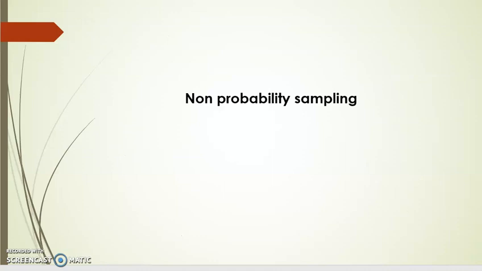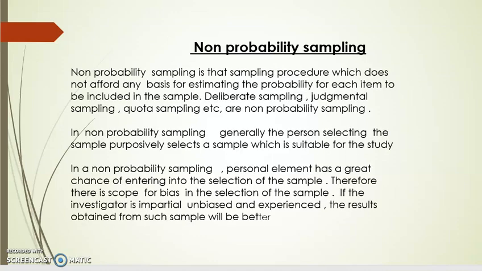Now let's look at non-probability sampling. In non-probability sampling, generally the person selecting the sample purposefully selects the sample which is suitable for the study. In probability sampling, every element has a chance of entering the sample. In non-probability sampling, the chance of the person's bias is greater.